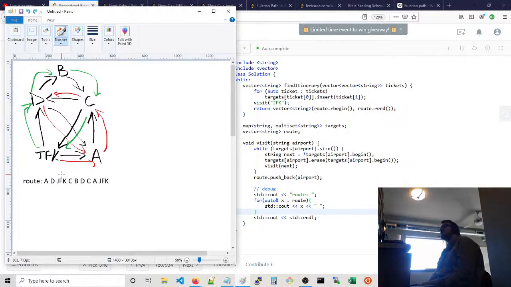Oh, that's really interesting. So you end up writing at D this whole cycle, which actually brings you back to D. So you write D, JFK, C, B, D. Boom. Oh man, that's so clever. Oh, I see, I get it now. I get it.